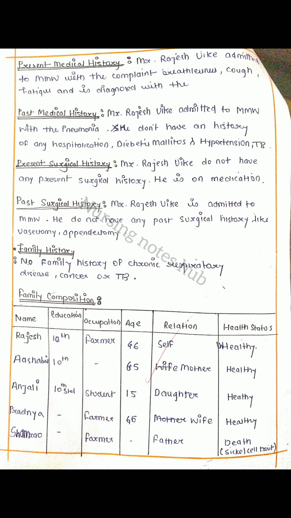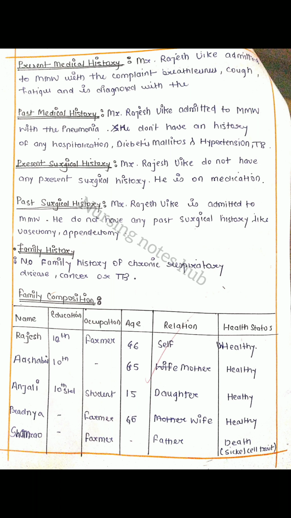Then comes past history. In past history, we will write if the patient was diagnosed with any other condition in the past, any comorbidities like diabetes mellitus, hypertension, thyroid, or TB. Then comes surgical history. For example, if the patient has had any surgery like vasectomy or appendectomy, or any past surgery. If he has not, then we will write that he does not have any past or present surgical history. Then comes family history, like whether the family has any history of a chronic problem like respiratory problem, cancer, TB, or anything like that.